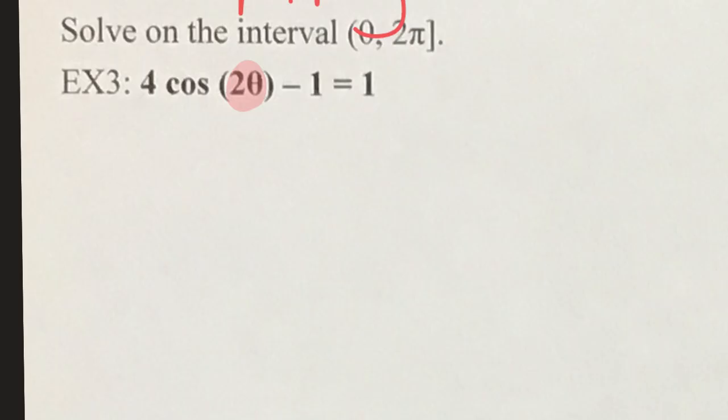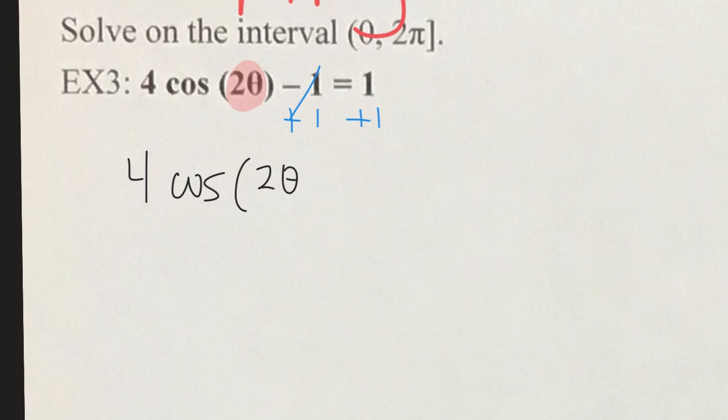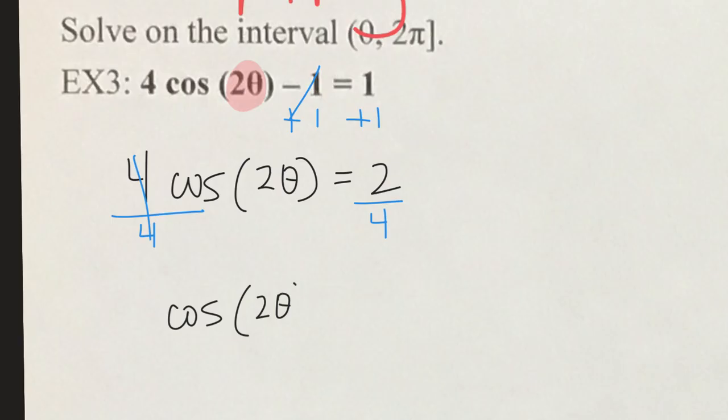Meaning we do the easy things first. So, plus 1. Pretty easy. So 4 times the cosine of 2 theta, 2 times some angle, has got to equal 2, because 1 plus 1 is 2. Our next simple step is divide both sides by 4, because we're trying to get everything away from your trig word. So here we have the cosine of 2 times some angle equals 1/2.